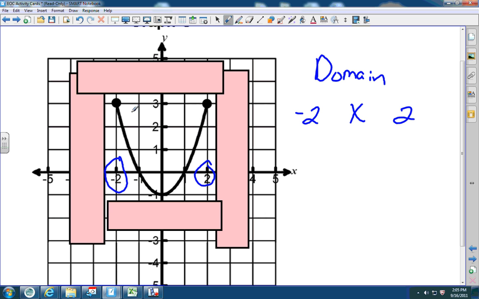Well, what do you notice? I see that both of these circles are colored in. So when I go up here, I'm going to draw it. I'm going to put my equal to line.